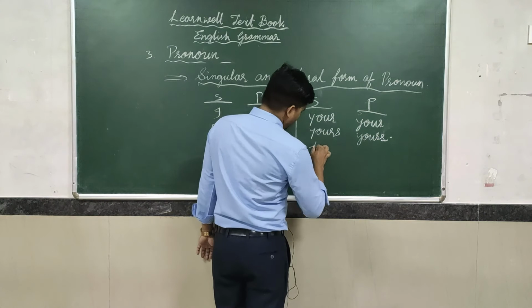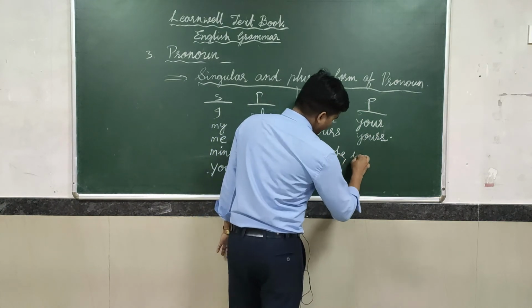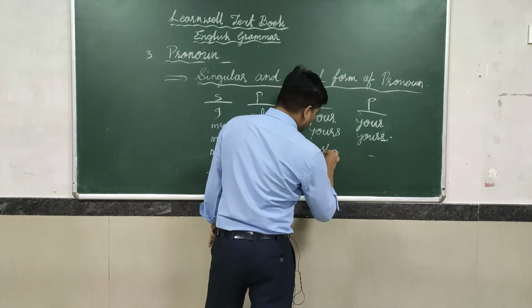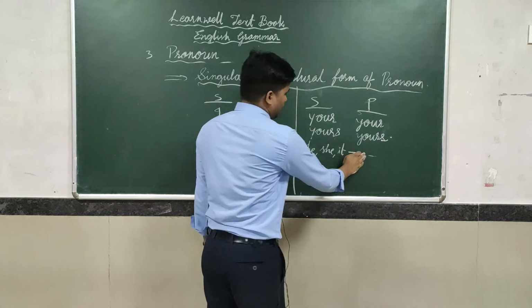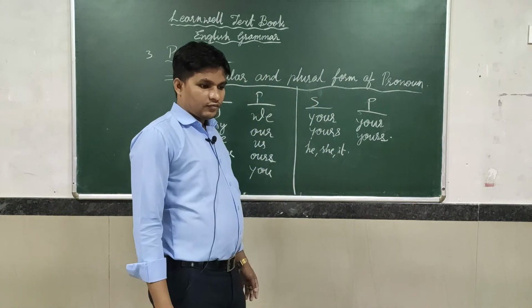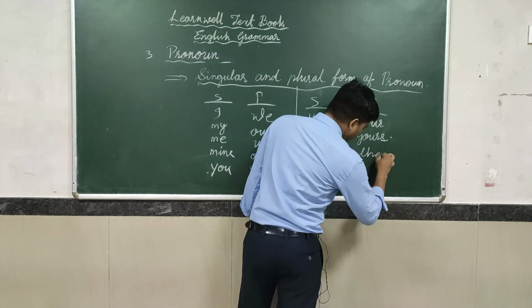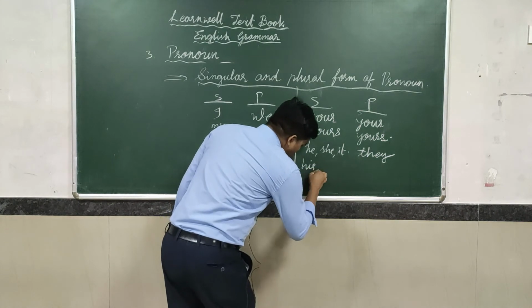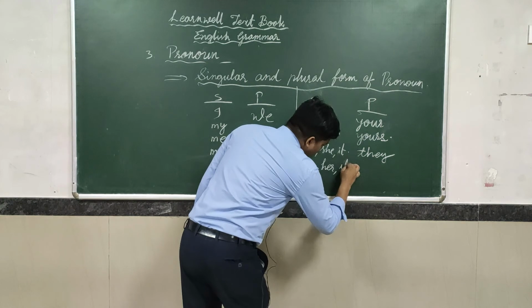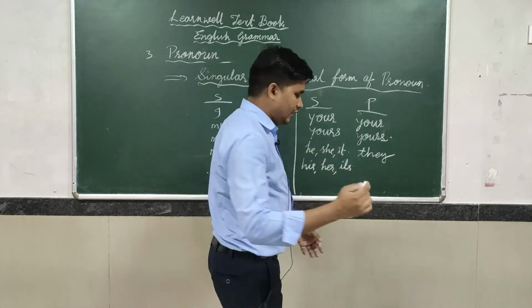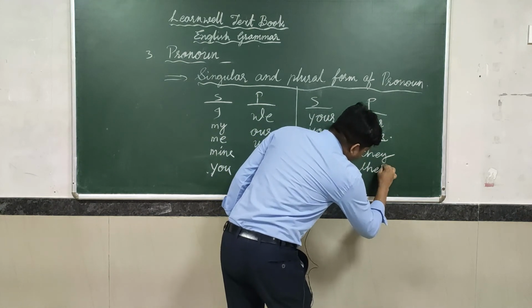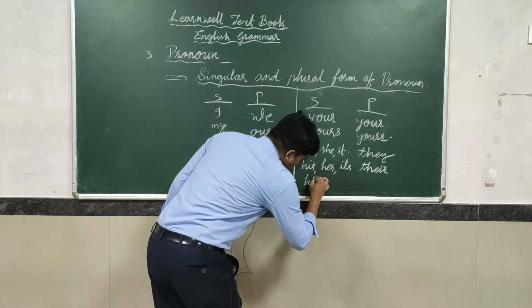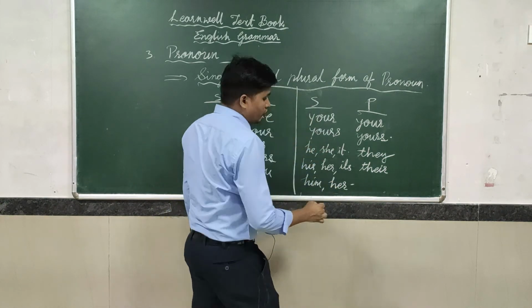Next, he, she, it. He, she, it. What is the plural form? They. Next, his, her, its. What do you say? Their. T-H-E-I-R, their. Next, him, her. What do you say? Them.